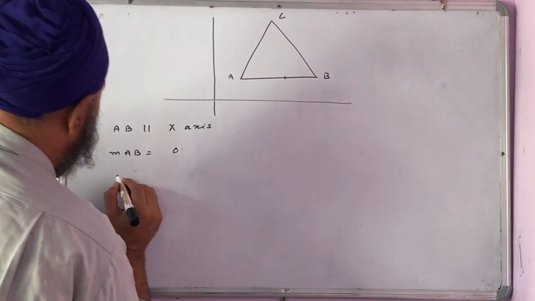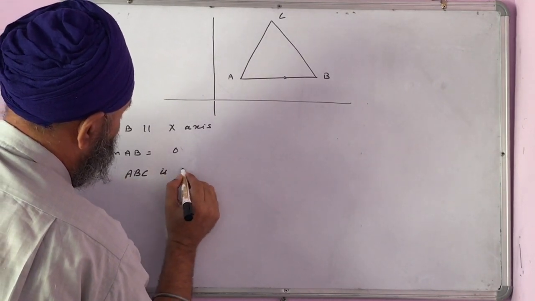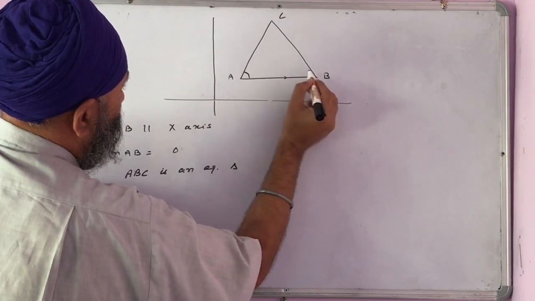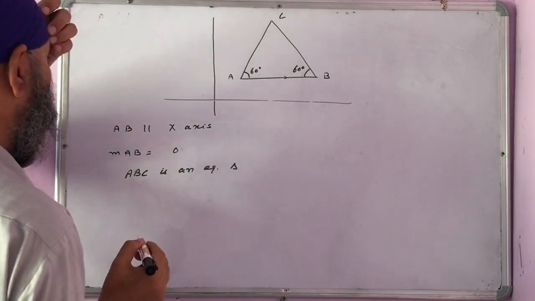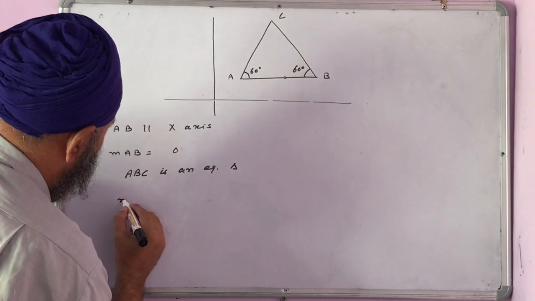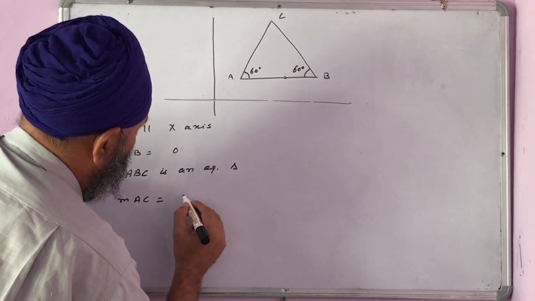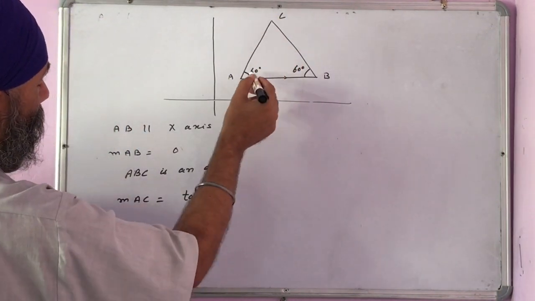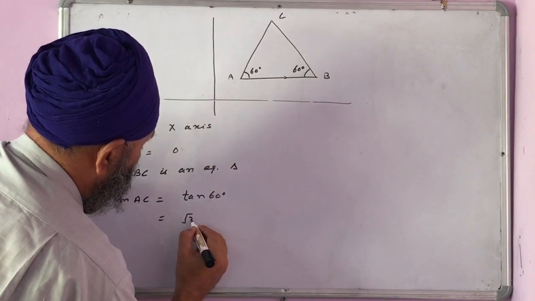Then ABC is an equilateral triangle. It means every angle will be 60 degree. So the slope of AC, MAC, is equal to tan 60 degree. It makes an angle of 60 degree, that is root 3.